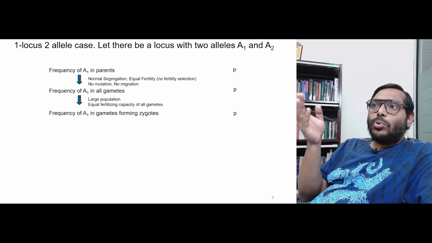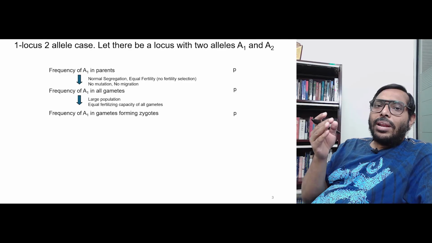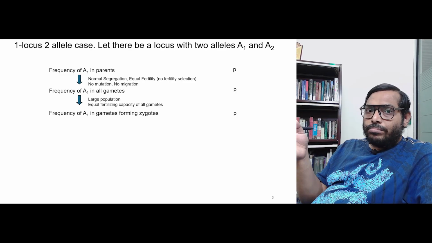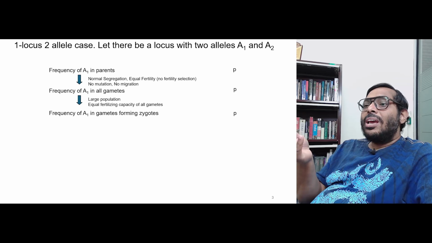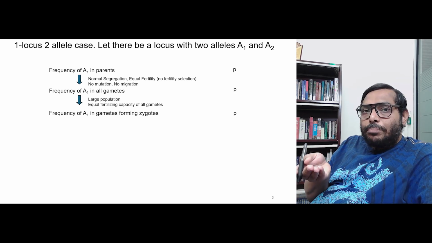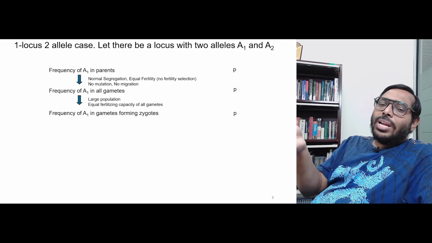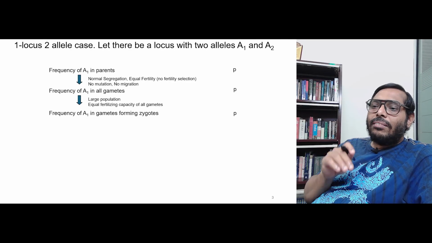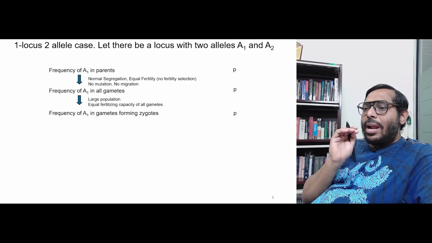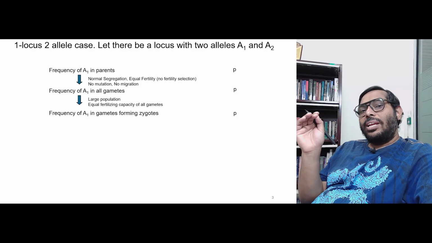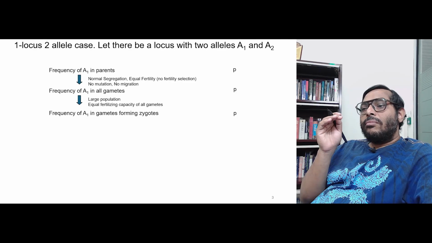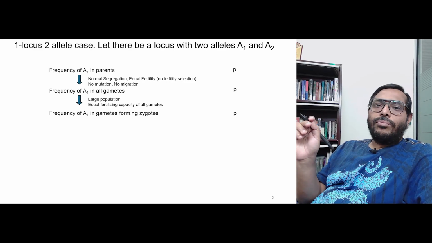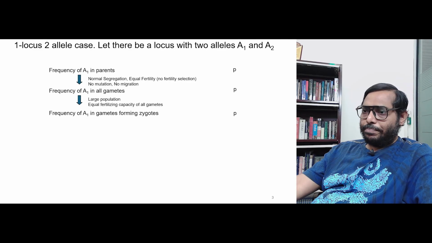So, for example, suppose the gametes bearing say A1 have a greater fertilizing capacity for whatever reason than gametes bearing A2. What will happen? Obviously, the frequency of A1, which is P, is going to increase. Similarly, if A1 has a lower fertilizing capacity, P will decrease in the gametes forming zygotes. And as long as the population size is very large, infinitely large, and the fertilizing capacity of all the gametes is equal, we do not expect this particular frequency to change. So, it remains at P.